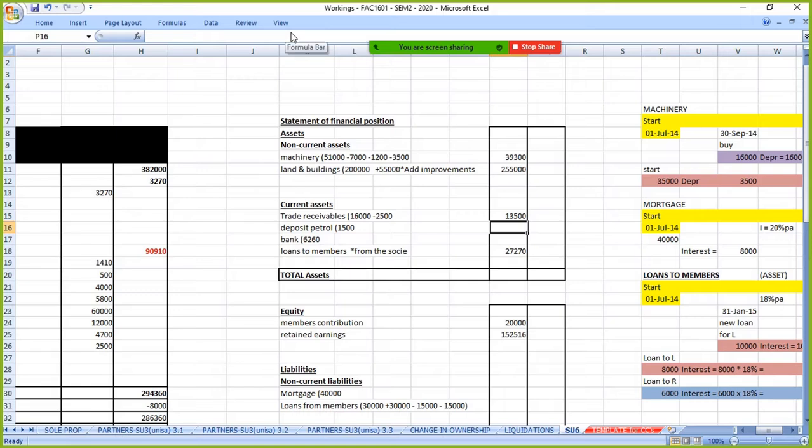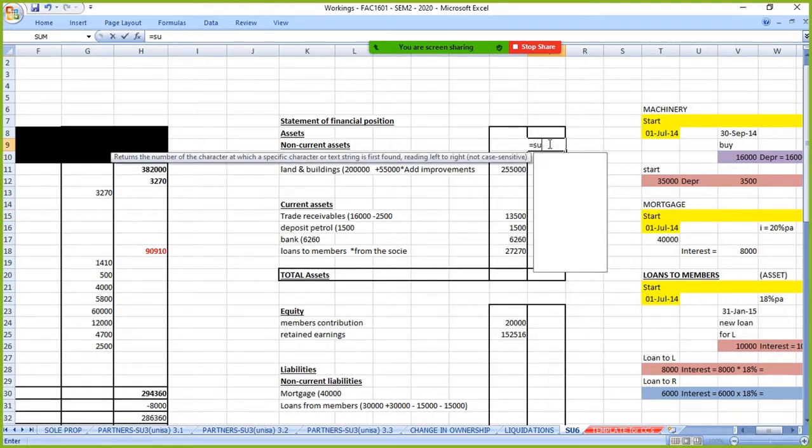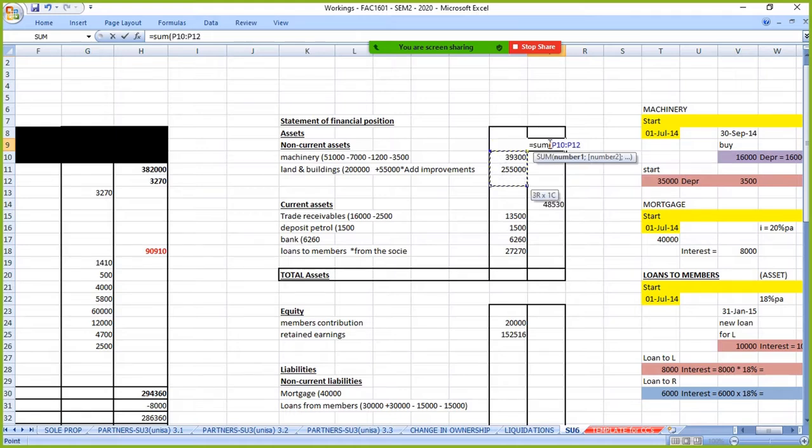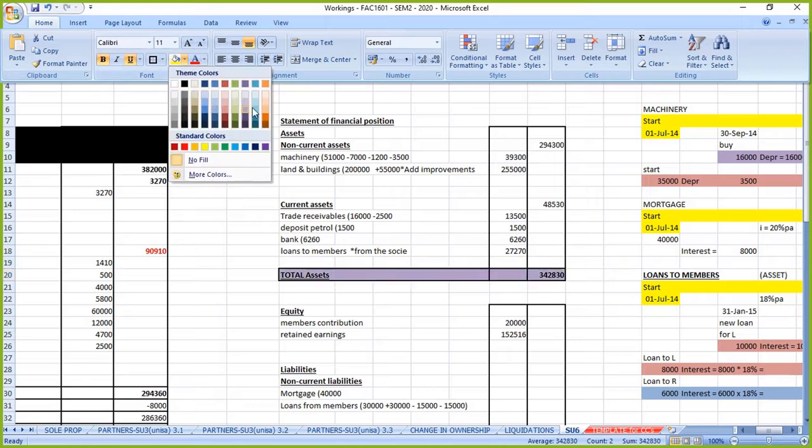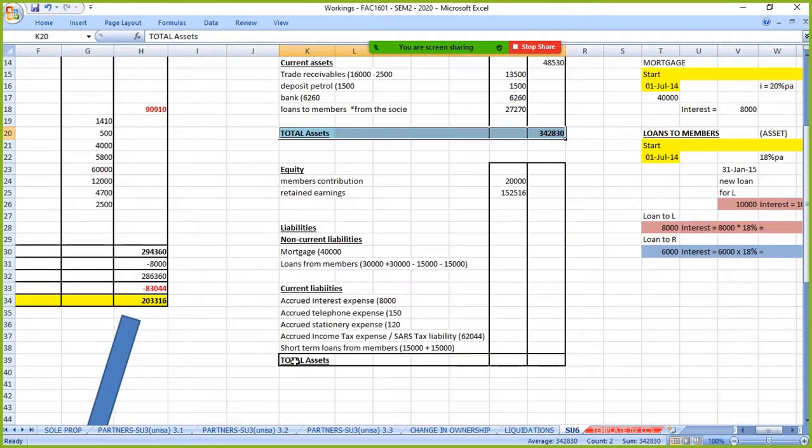Debtors, the deposit, the bank. Okay, current assets, sum up. Non-current assets, sum up. Total assets, add up. Okay, there's my total assets. All right, your total assets should, if all goes well, equal the total equity and liabilities.